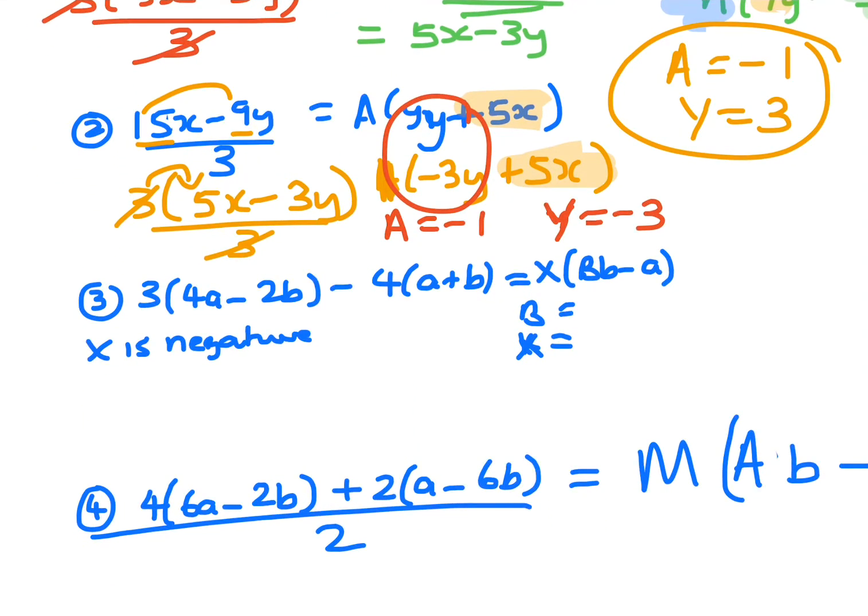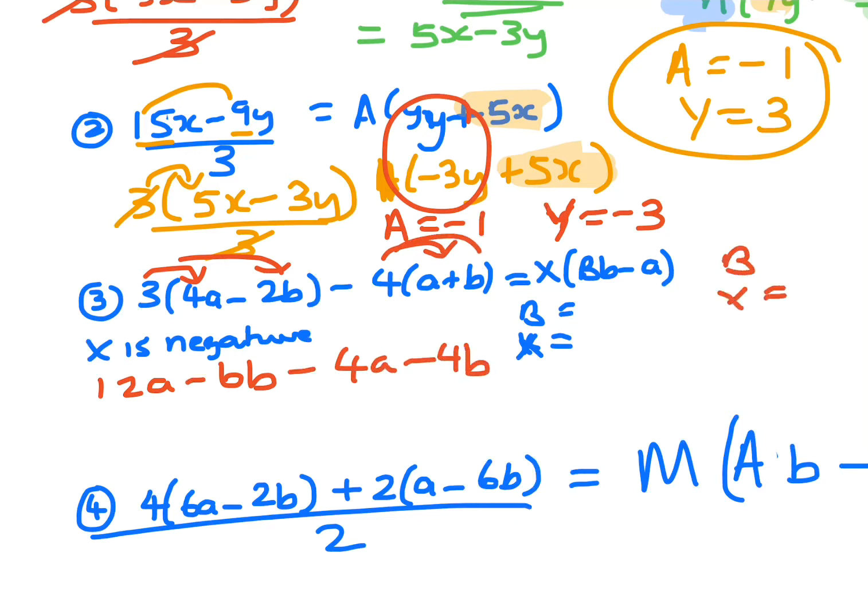Okay, let's look at this one. So expand it first. So you get 12A minus 6B minus 4A minus 4B. I'll just put B and X equals over there, and I'll just remove this part.